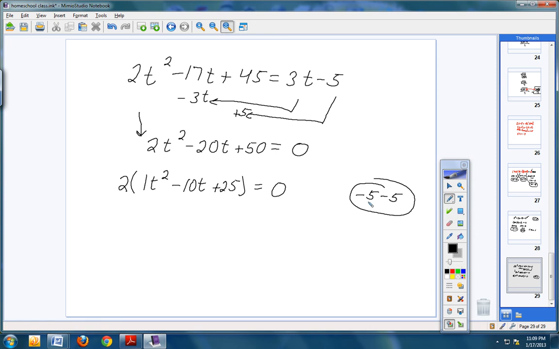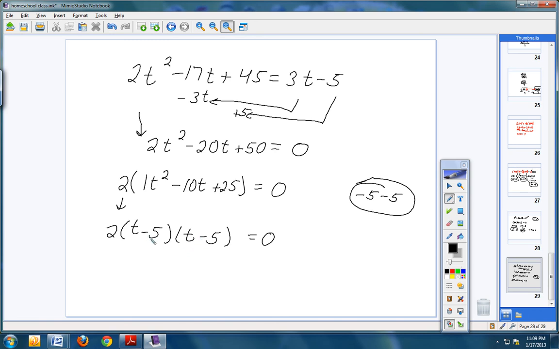Because if you multiply a negative 5 times a negative 5, you get a positive 25. And if you combine those two numbers, a negative 5 and a negative 5, you do get out a negative 10. So you bring your 2 down, put your 2 parentheses, and now the factoring would be t minus 5, t minus 5. Alright, so step 2 said to factor one side, and I've done that. I did that right here.